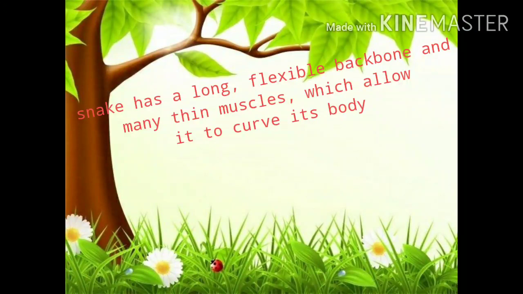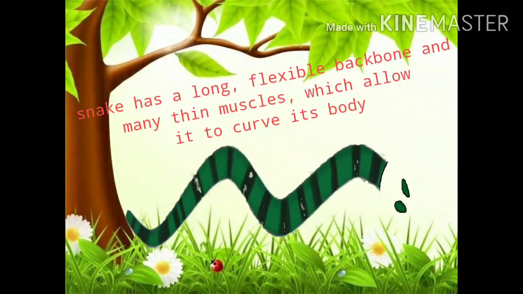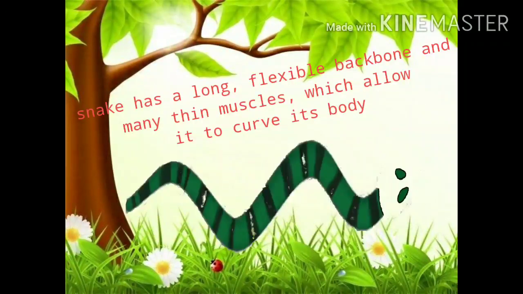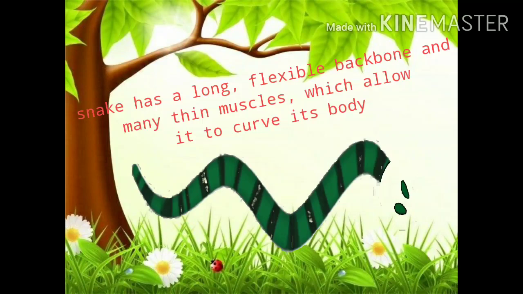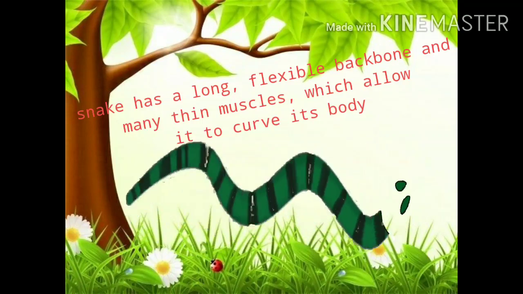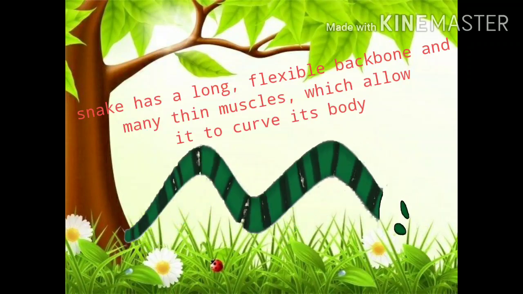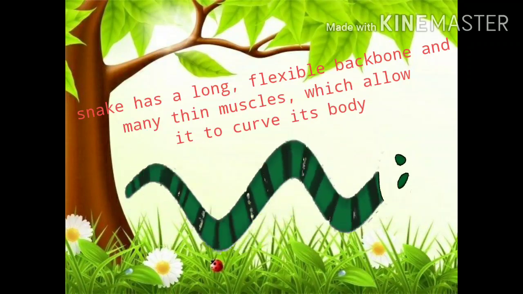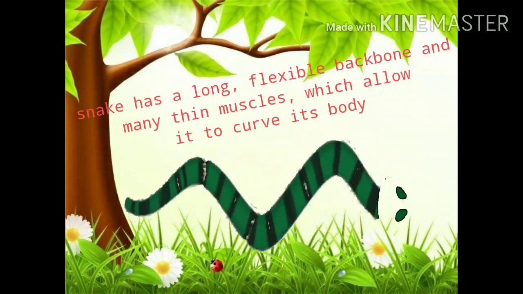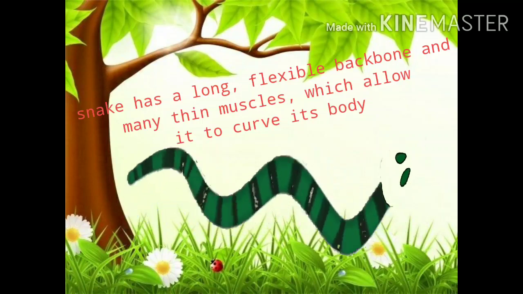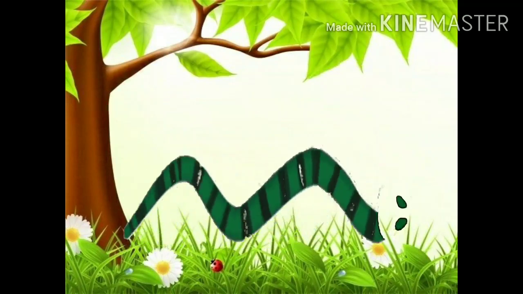A snake has a long, flexible backbone and many thin muscles which allow it to curve its body in many ways. The fine muscles help to connect the backbone, ribs and skin. If you notice how a snake is moving, you will see it zigzag or slither across a surface.